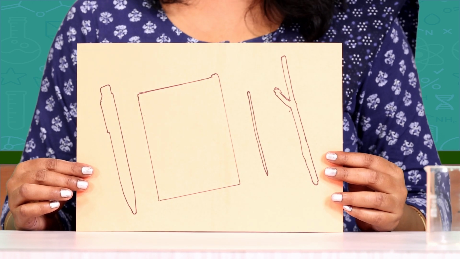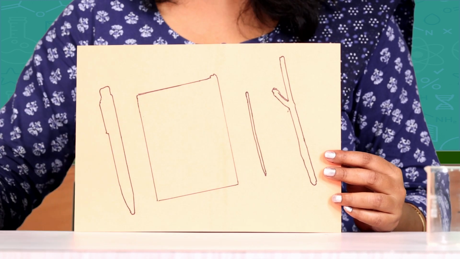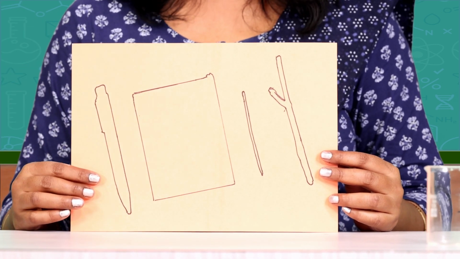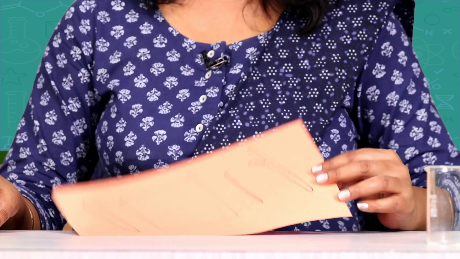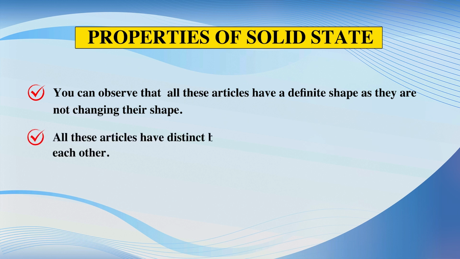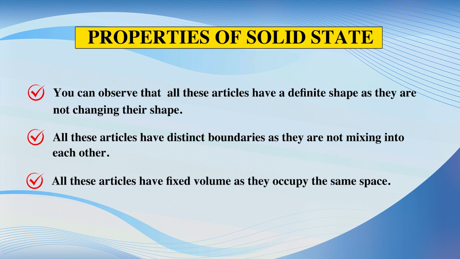Now you can observe these pictures. Do all these have a definite shape, distinct boundaries and a fixed volume? You can observe that all these articles have a definite shape as they are not changing their shape. All these articles have distinct boundaries as they are not mixing into each other. All these articles have fixed volume as they occupy the same space.